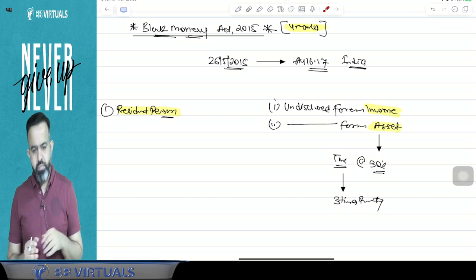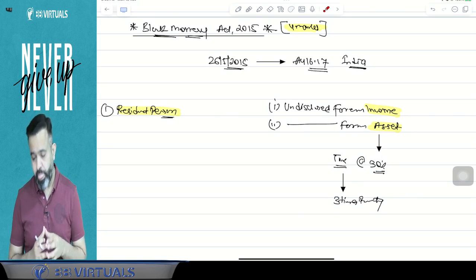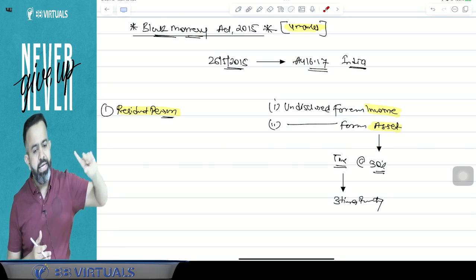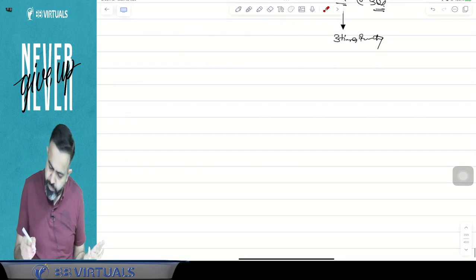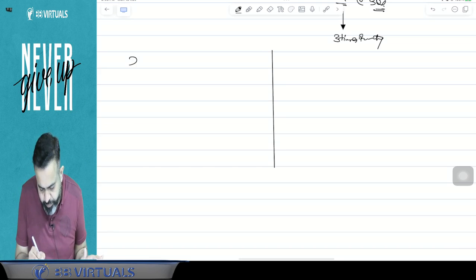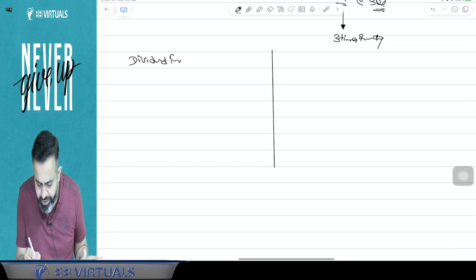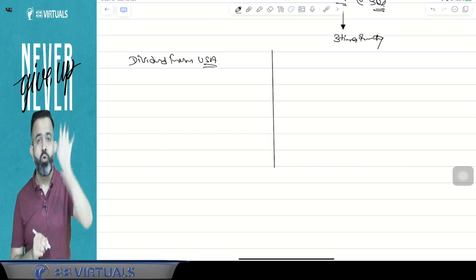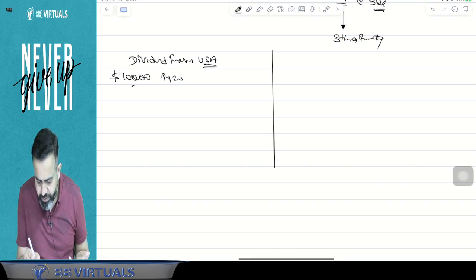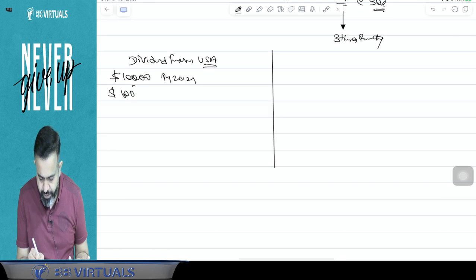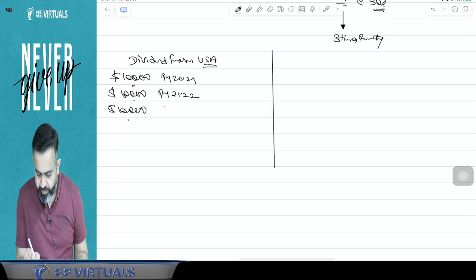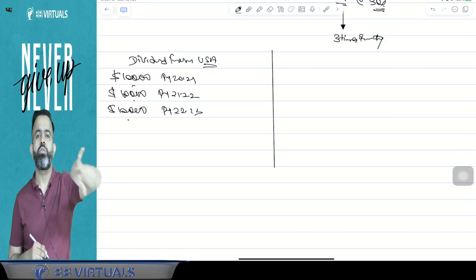Now guys, try to understand. In case of undisclosed foreign income, you have to pay the tax in the year to which that income relates. In simple words, for an example, suppose I have some undisclosed foreign income. I am earning dividend from USA and I have not disclosed that dividend. Suppose $10,000 I have earned in the previous year 21-22. Suppose again $10,000 I have earned in the previous year 22-23, and I have not disclosed this dividend.